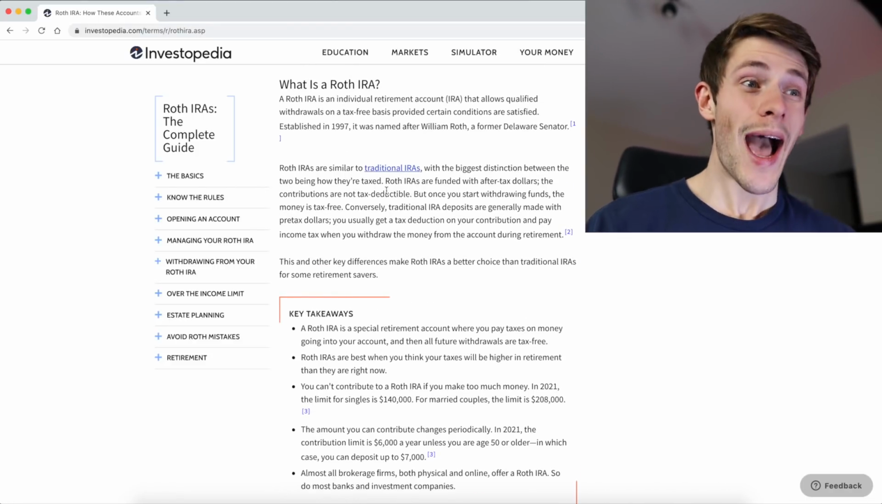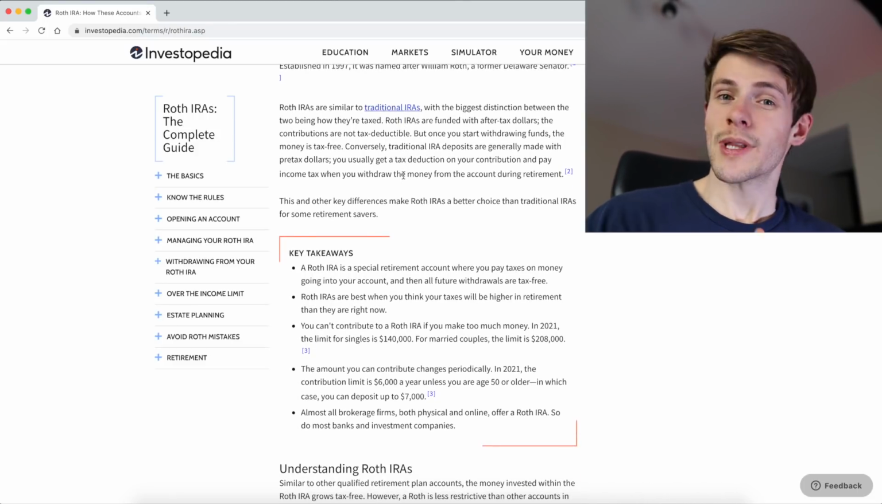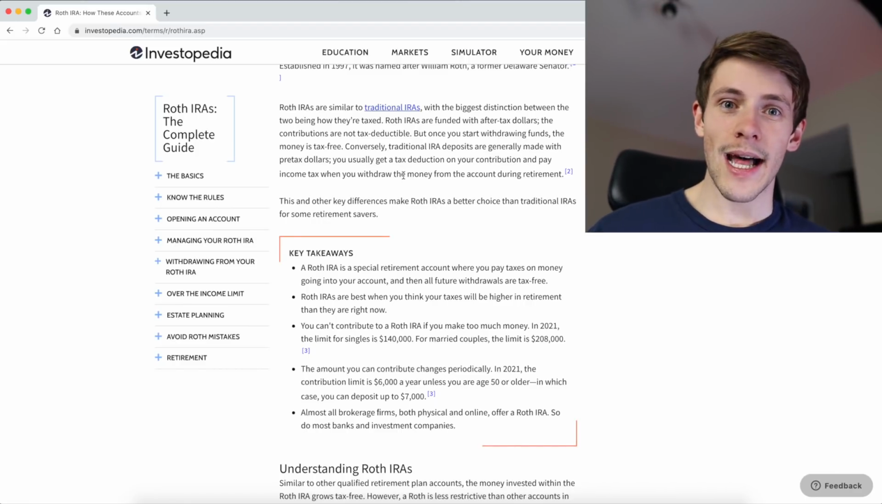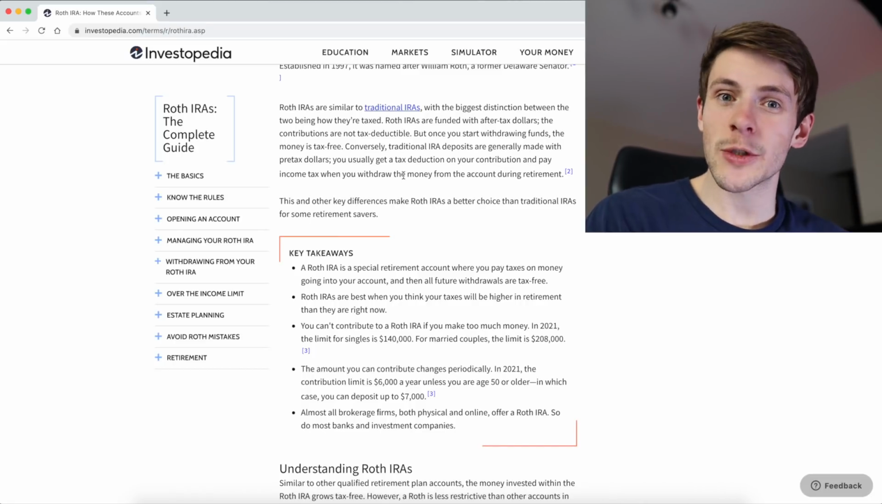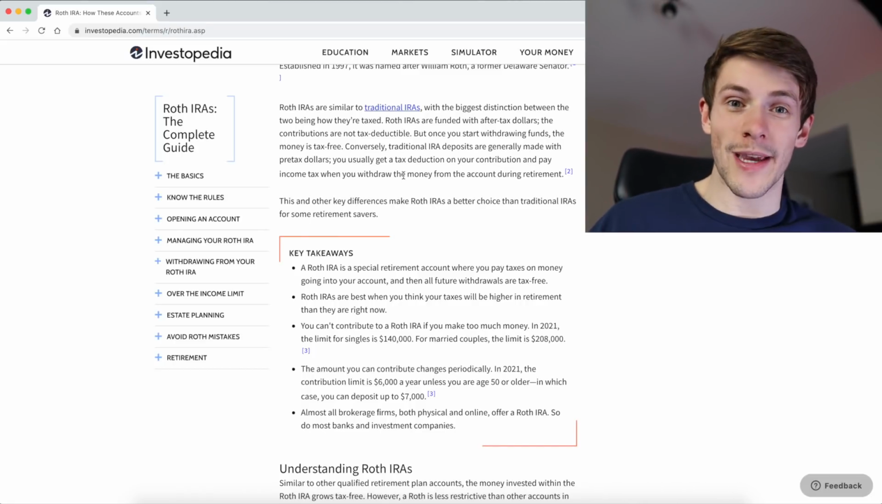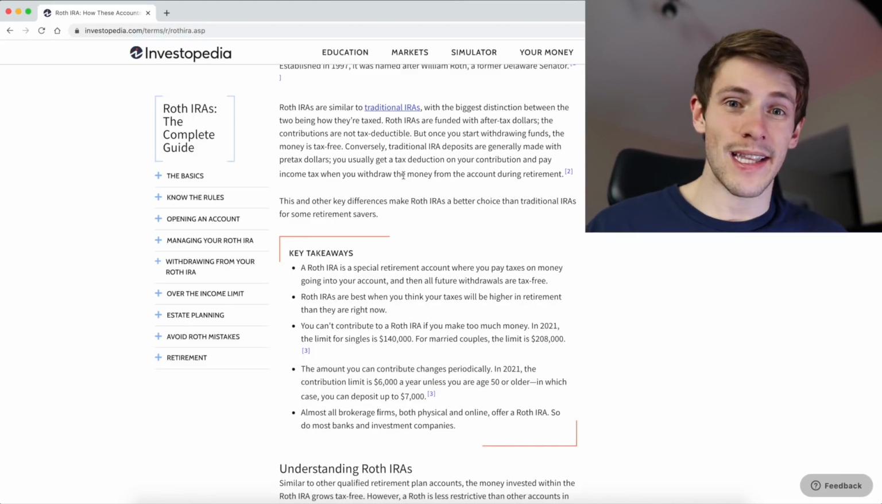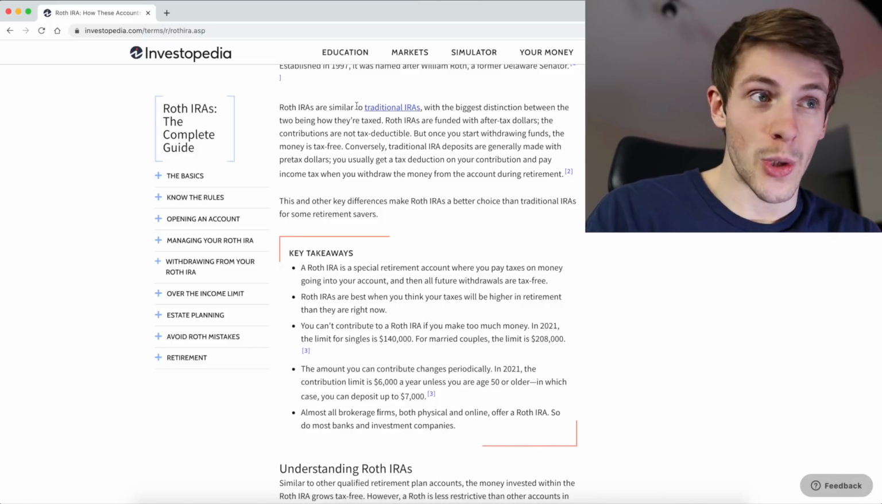Now, on the contrary, if you have a traditional IRA, what happens is you don't pay taxes when you put the money in, and it counts as a tax deduction. So say I made $15,000 and I put $10,000 in my traditional IRA, that $10,000 would be a deduction, and I would only have to pay taxes on the $5,000 that I earned. So this can significantly decrease the amount of taxes that you're paying if you're using a traditional IRA.